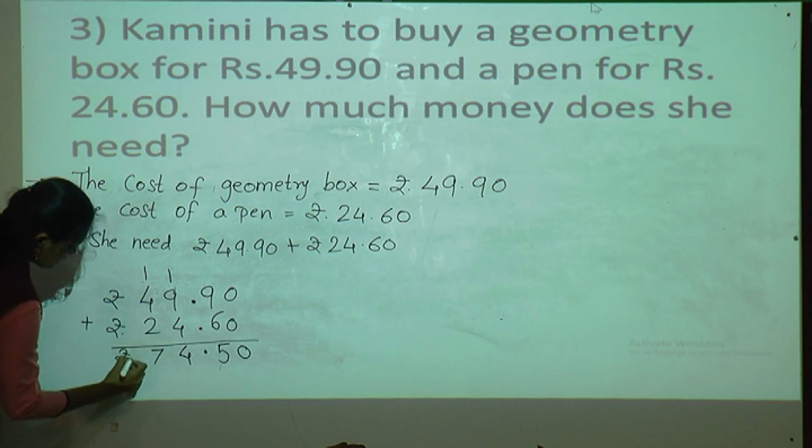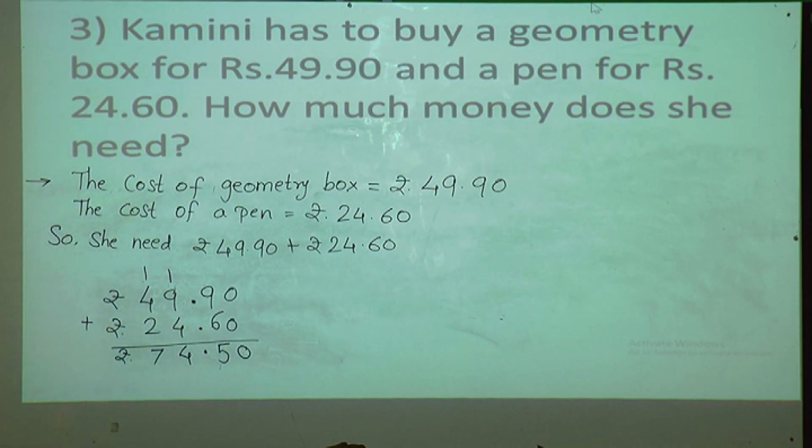So the answer is 74.50. So how much money does she need? Rupees 74.50 she needs to buy a geometry box and a pen. Okay, clear? In this way you can solve this third example.